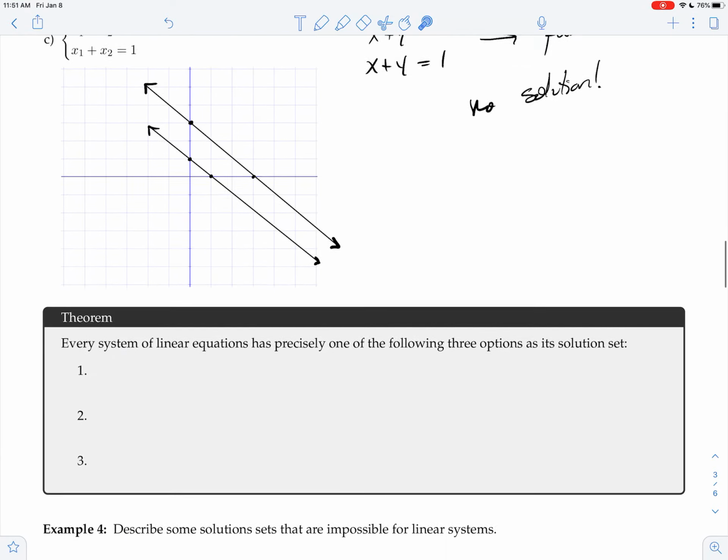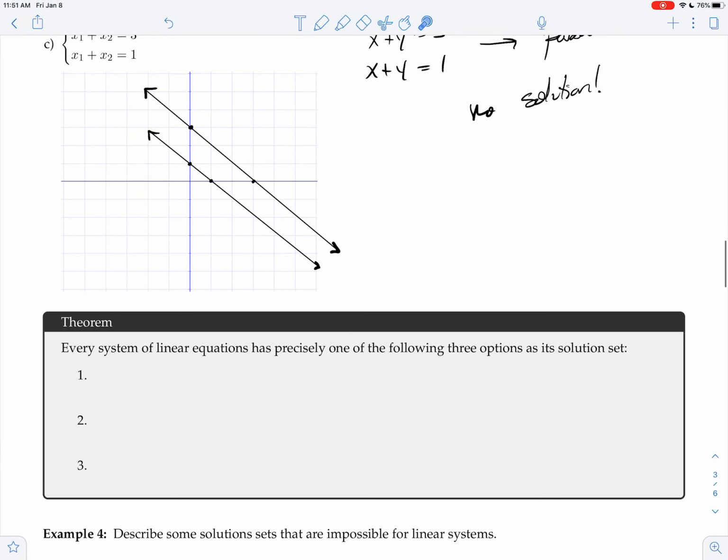And so I want to look at a theorem with you, and then we'll end this video. So every system of linear equations, and I'm going to actually write a little something. This is in any number of equations, any number of variables. Right? When I say every system of linear equations, I really do mean every. It has precisely one of the following three options as its solution set.